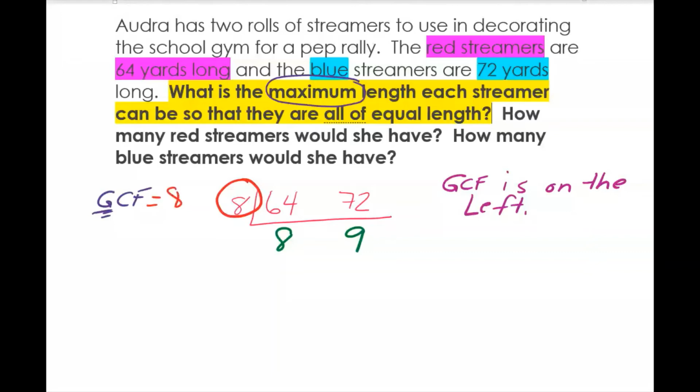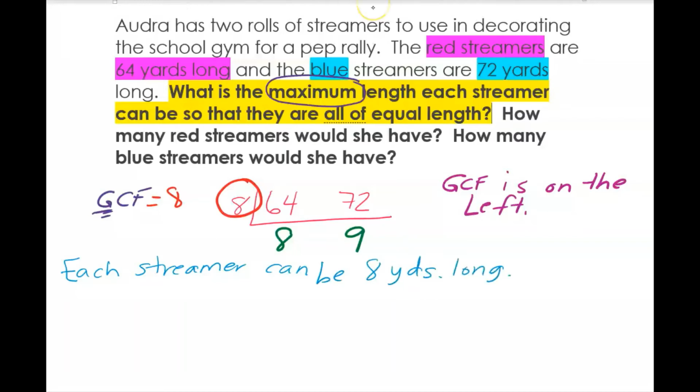Now let's talk about what that means for the solution to this problem. It asks us what the maximum length of each streamer can be. So each streamer can be 8 yards long. And I know it's yards because that's the units they used in the problem.